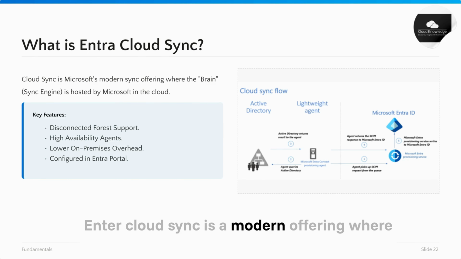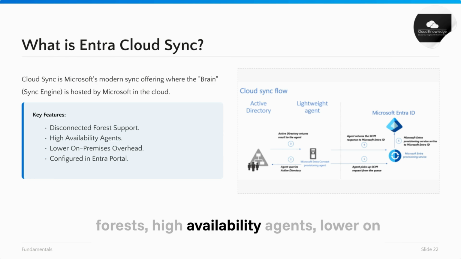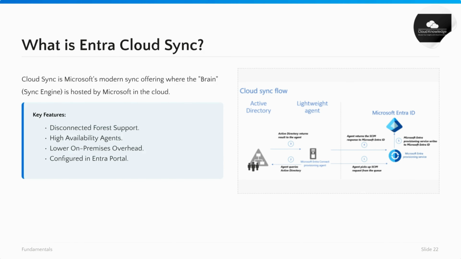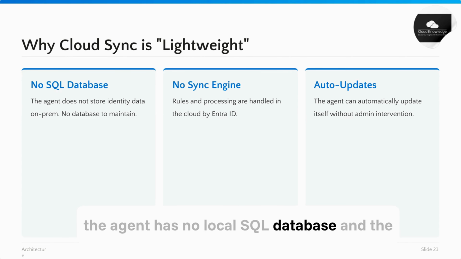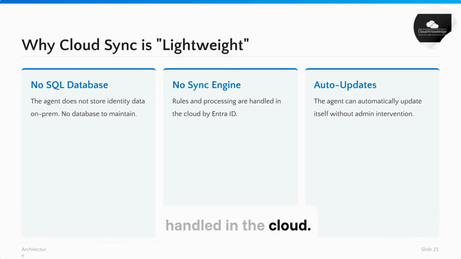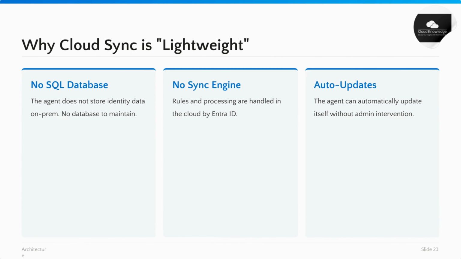Entra Cloud Sync is a modern offering where the sync engine is hosted in the cloud. Key features include support for disconnected forests, high availability agents, lower on-premises overhead, and configuration within the Entra portal. Cloud Sync is considered lightweight because the agent has no local SQL database, and the sync engine, including rules and processing, is handled in the cloud. Furthermore, the agent automatically updates itself.